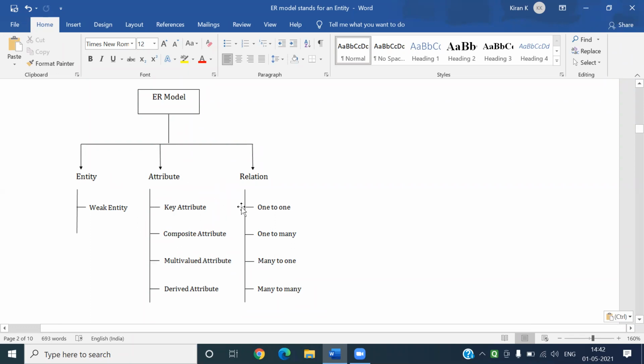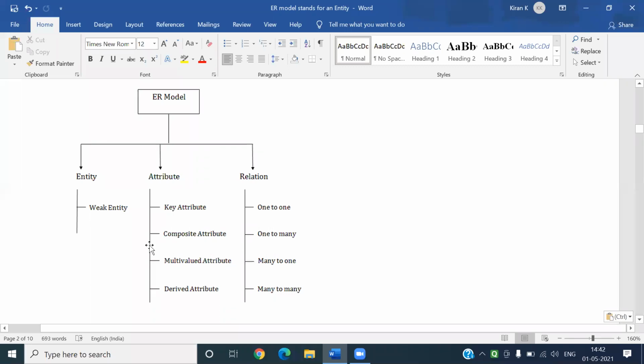See, attributes means a number of attributes. One of the attributes is called key attribute, which identifies each and every row uniquely. That is called key attribute. What do you mean by composite attribute? Composite attribute means an attribute which can further be divided into subparts. Such an attribute is called composite attribute. Example is date. Date can be divided into DD, MM, YY. So that is called composite attribute.